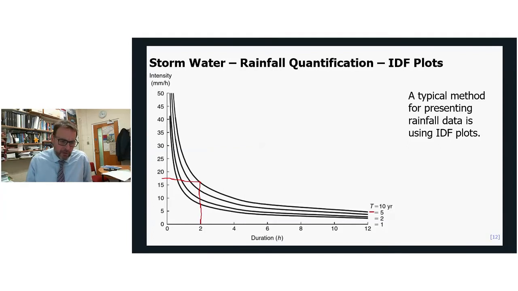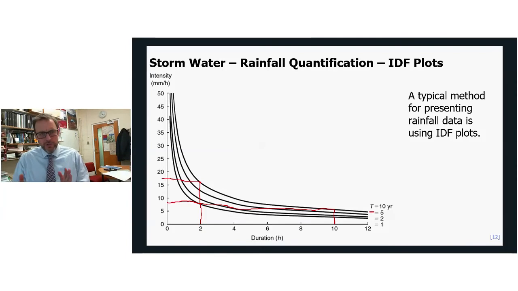But if we look at a longer duration event, say the 10-hour event, not very good at drawing straight lines on this, you can see that the intensity is less than half that, and that's the message here. If you've got storms of equal likelihood of occurring, the shorter events statistically tend to be higher intensity than the longer duration events.